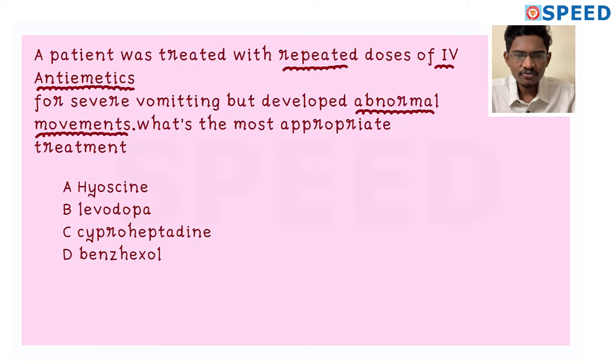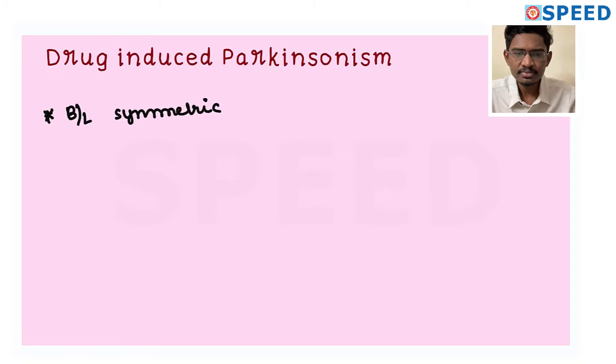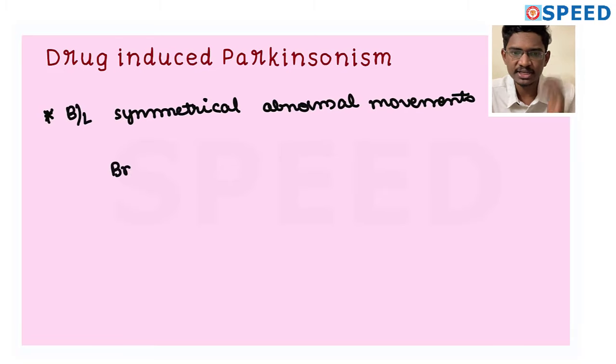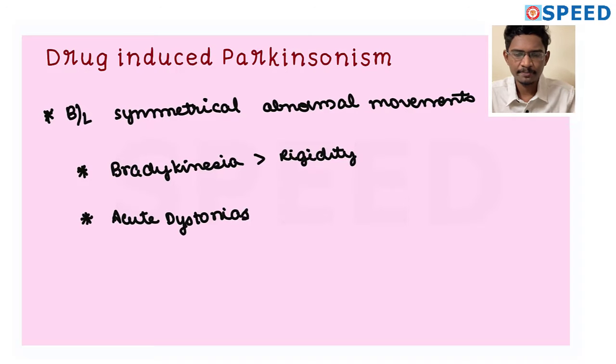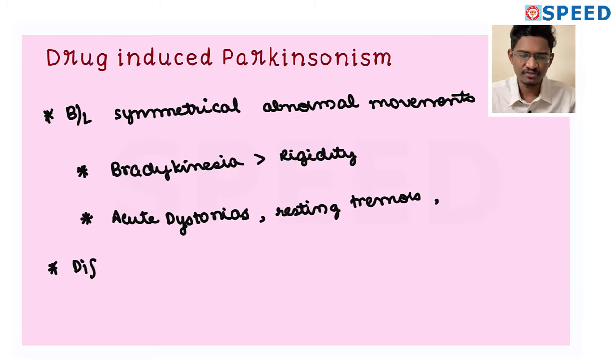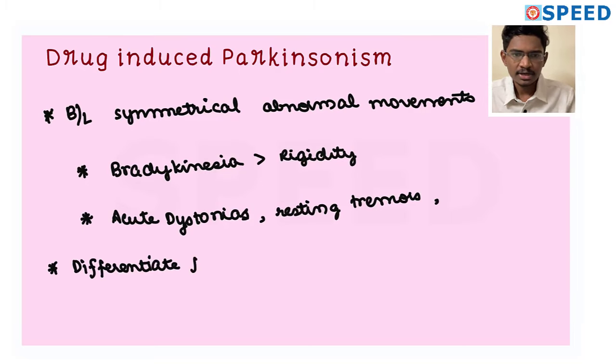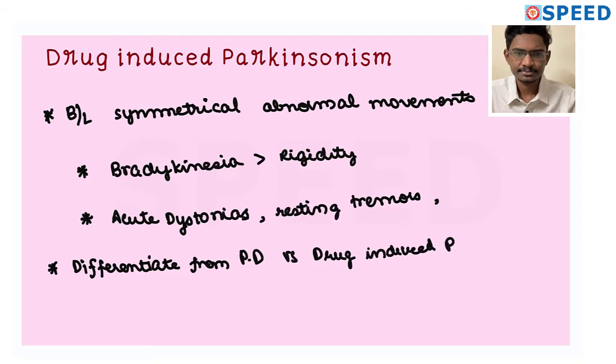See, after giving this antiemetic, which might be metoclopramide, which is a dopamine blocker, the patient started to have abnormal movements. Nothing but a drug-induced Parkinsonism. Usually drug-induced Parkinsonism will appear bilaterally. Mostly it will be symmetrical. In some rare cases, asymmetrical can also happen. Mostly the patient will have bradykinesia more than rigidity features. And tremors will also be seen, like resting tremors, postural tremors, or both.